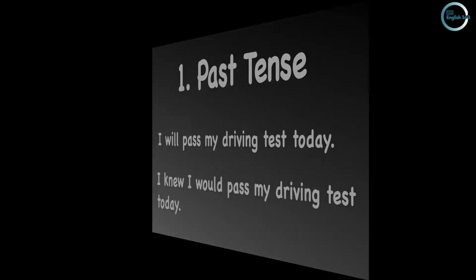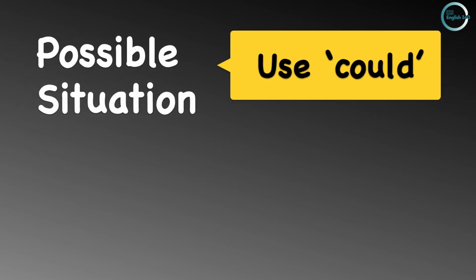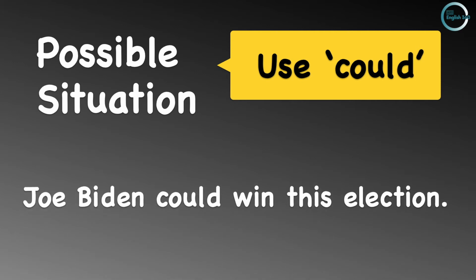Okay, now let's look at the second way of using could and would, and that's when we use it for talking about a possible situation or an imaginary situation. So let's talk about possible situation first. We use could when we talk about a possible situation. Whenever there's a possibility of something to happen, that's when we use could. So for example, Joe Biden could win this election.